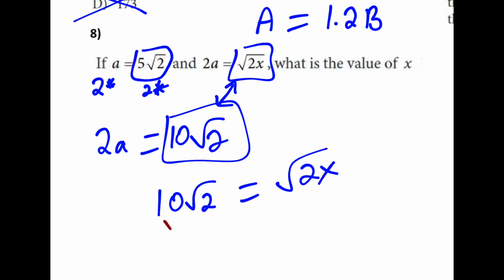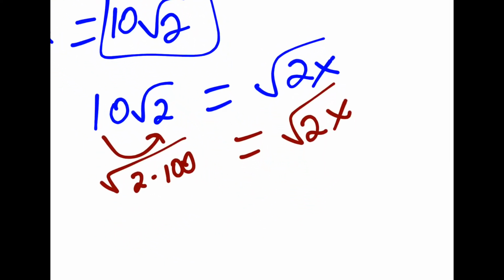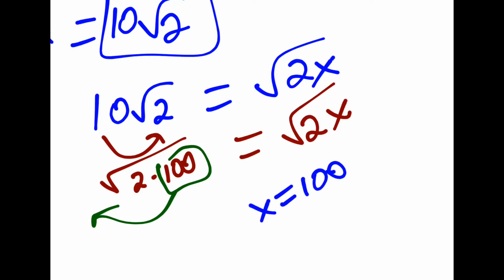It's actually possible to stick this 10 back underneath the radical if you square it. And this becomes the square root of 2 times 100, equals root 2x. Because if you were simplifying a square root, and you had the square root of 200, you would look for the largest perfect square factor, and you would pull it out. And you would pull it out as a 10. But you can do the same thing in reverse. So this makes it pretty clear that x is going to be equal to 100, because we have 2 times 100 here on the left and 2 times x on the right.